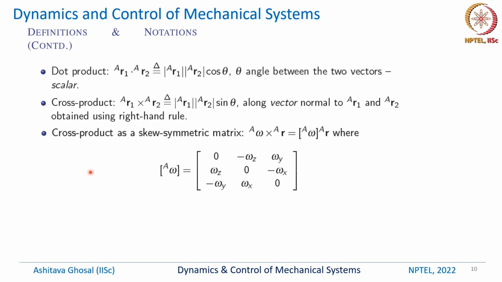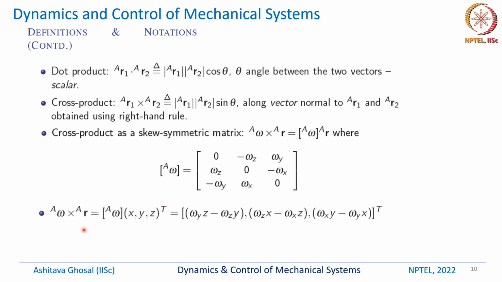The cross product can also be viewed as a skew symmetric matrix. So for example, this vector A omega cross AR can also be written as this matrix A omega multiplying AR. Okay, where A omega is the skew symmetric matrix which was introduced in the last slide. It has 0 in the diagonal terms and the off diagonal terms are omega z and minus omega z, omega y and minus omega y, and minus omega x and omega x.